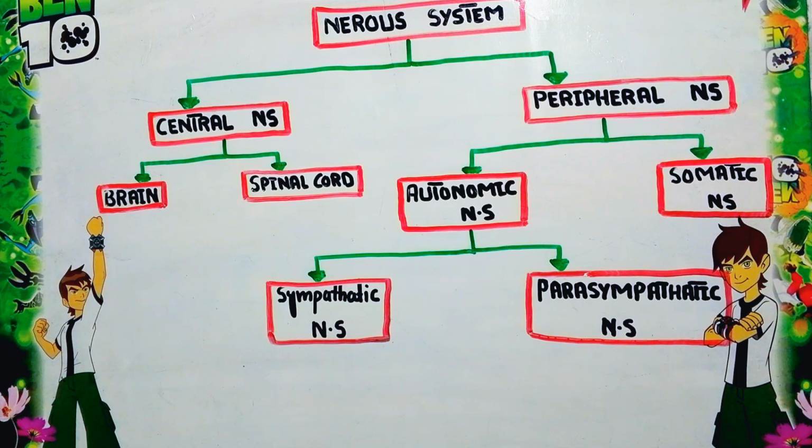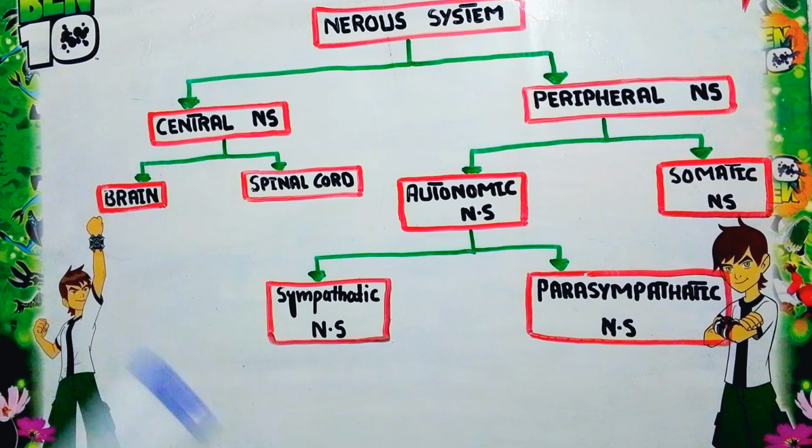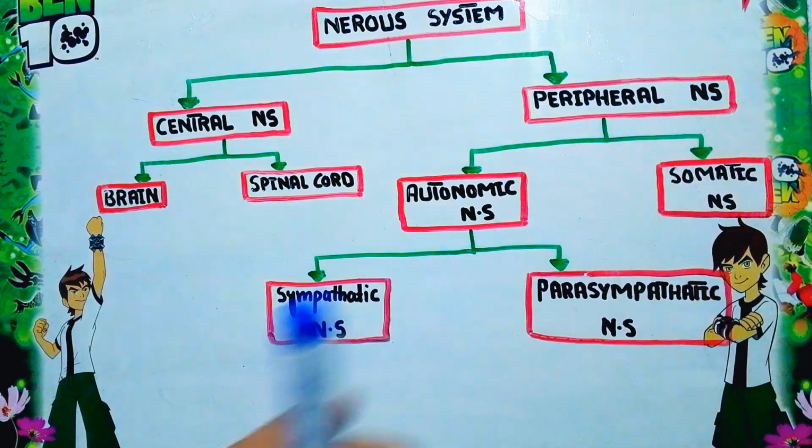So basically these are the two types of the peripheral nervous system: the somatic nervous system and the autonomic nervous system. So what is the somatic nervous system? It is the type of peripheral nervous system that controls the voluntary activity of the body. That is called the somatic nervous system. So what are voluntary activities?